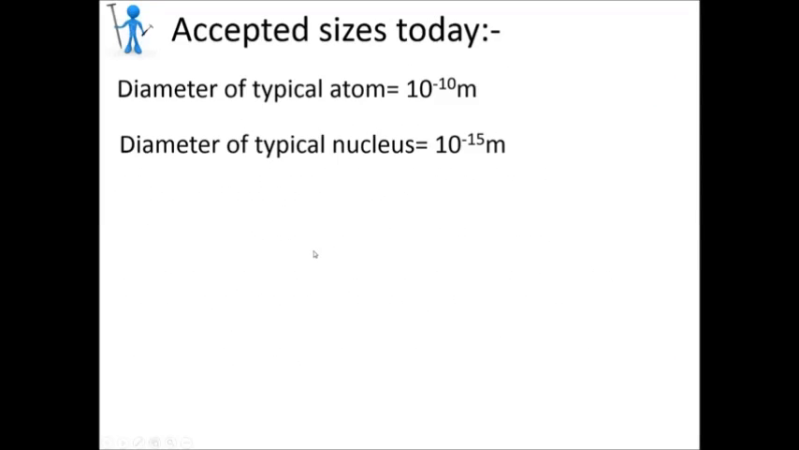And accepted sizes today: the specification does demand that you have an idea of the sizes of the atom. The typical diameter of an atom is 10 to the minus 10 metres, and the typical diameter of a nucleus would be 10 to the minus 15 metres.